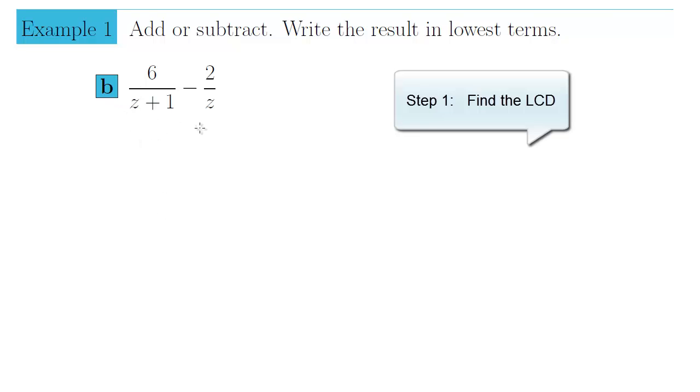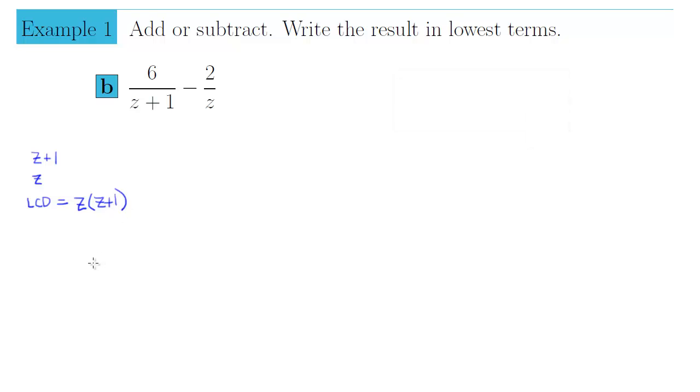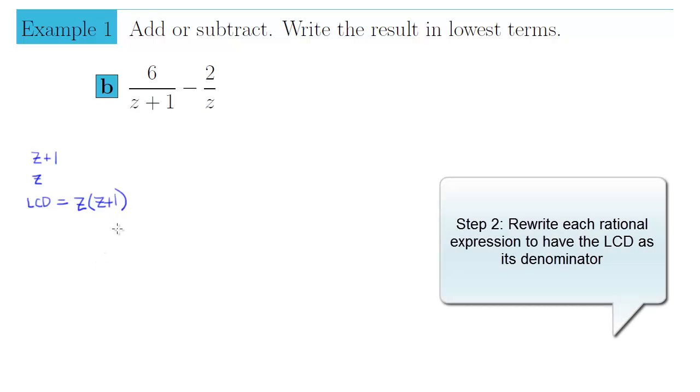Now notice, both of these denominators are already factored as far as possible, but I'm going to write them down anyways. z plus 1, that's our first denominator, that's already factored, can't do anything with that one. And z, likewise, that's factored, can't do anything with that. So our LCD is comprised of both of these factors multiplied together. z times z plus 1, that's our LCD. That completes the first step. Our second step is to rewrite each rational expression to have this new denominator.